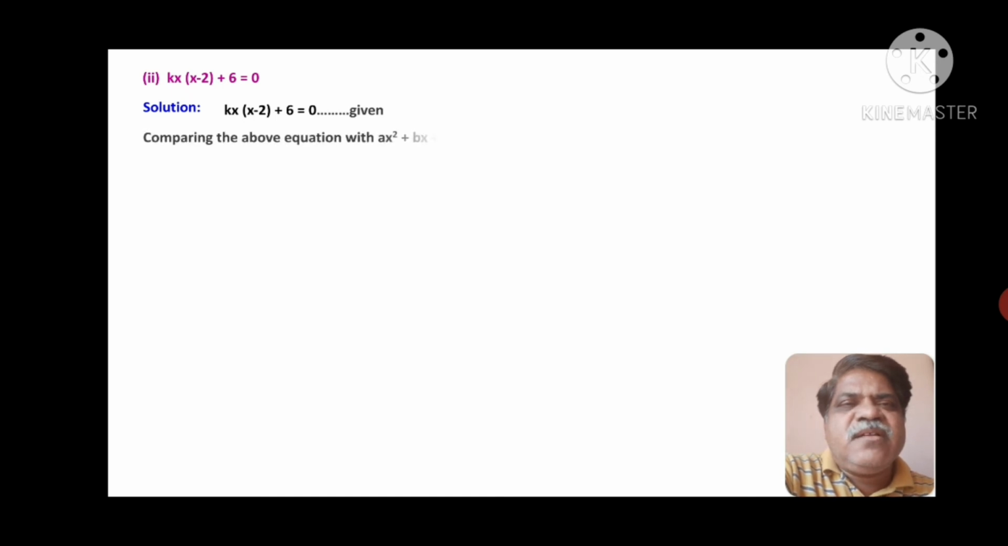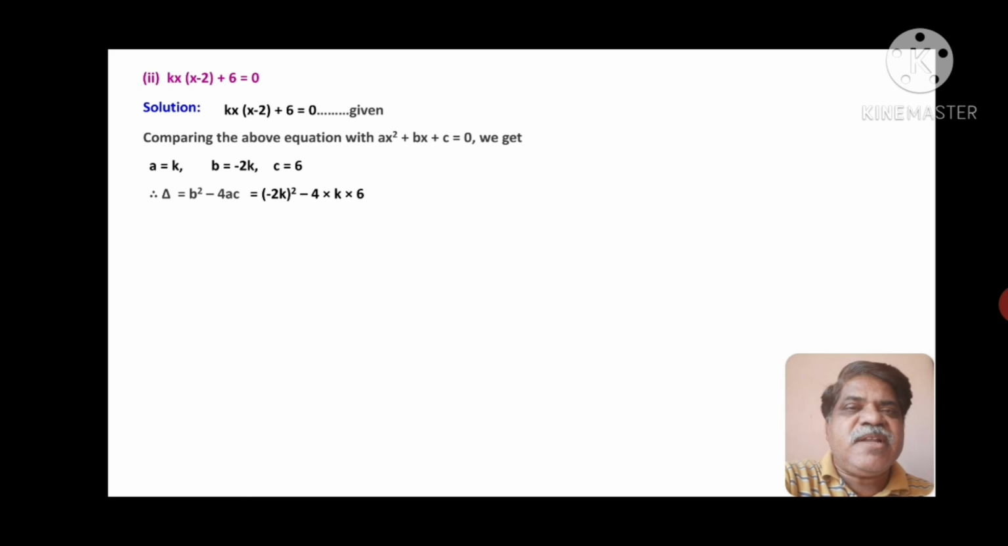Let us consider one more problem. kx(x - 2) + 6 = 0. Friends, here kx(x - 2) + 6 = 0 is given. We will solve this bracket before we compare. After solving the bracket, you get kx^2 minus 2kx plus 6 equal to 0. From that, you get a = k, b = minus 2k and c = 6.